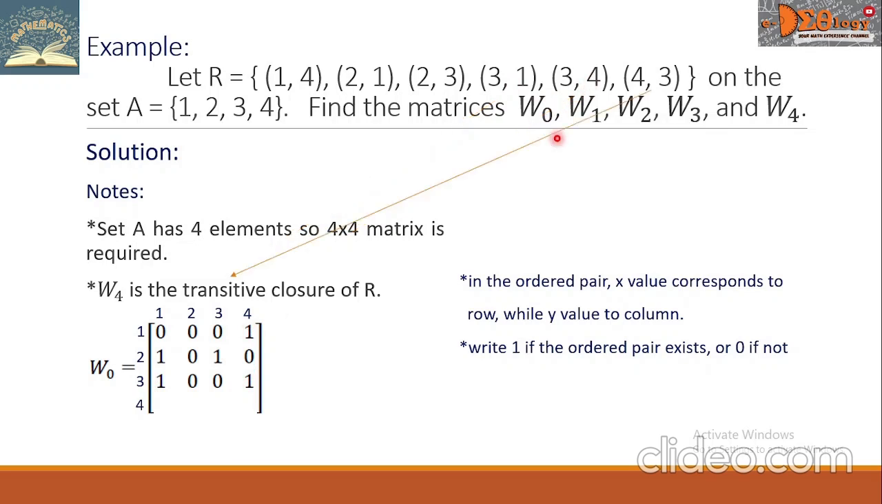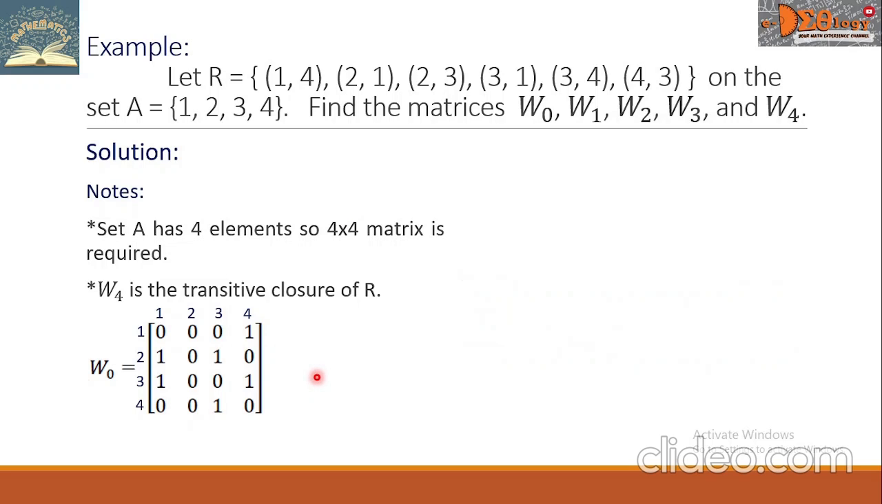Next, the last ordered pair (4, 3). In the last row, or the fourth row, we write 0, 0, 1, 0. The number 1 here corresponds to the ordered pair (4, 3). Now, the W sub 0 matrix is secured. It is now here. Let's proceed writing the matrix W sub 1.